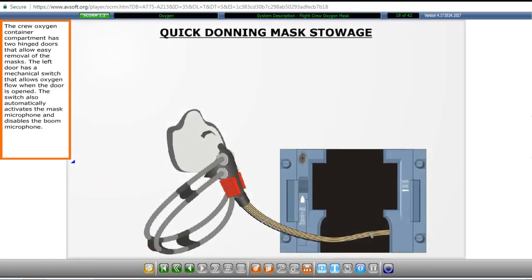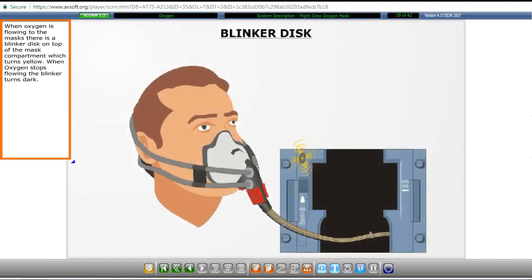The crew oxygen container compartment has 2 hinged doors that allow easy removal of the mask. The left door has a mechanical switch that allows oxygen flow when the door is opened. The switch also automatically activates the mask microphone and disables the boom microphone. When oxygen is flowing to the mask, there is a blinker disc on top of the mask compartment which turns yellow. When oxygen stops flowing, the blinker turns dark.